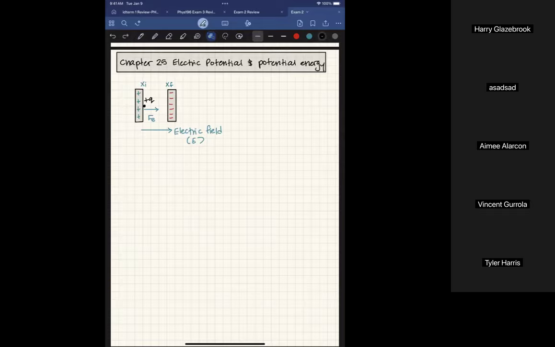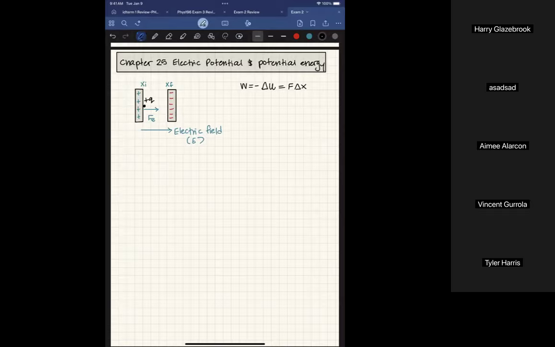So instead of using the force and electric field picture, we're going to switch into trying to describe this using energy. If you recall from Physics 195, work is equal to the negative change in potential energy. We also know that work is equal to the force times the displacement, so delta X.